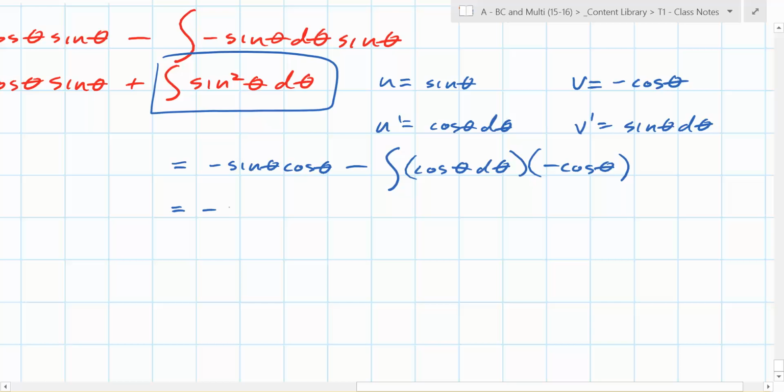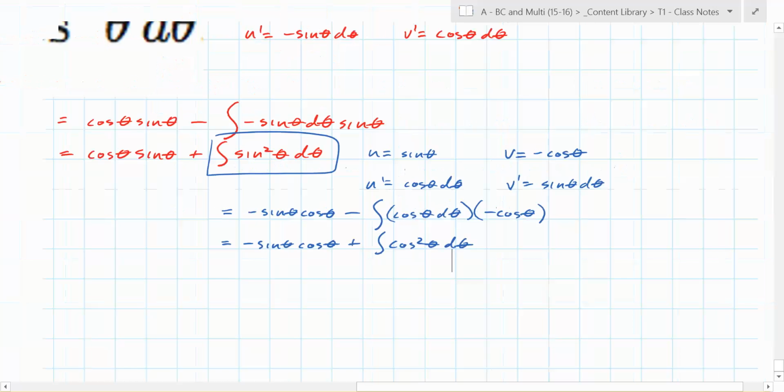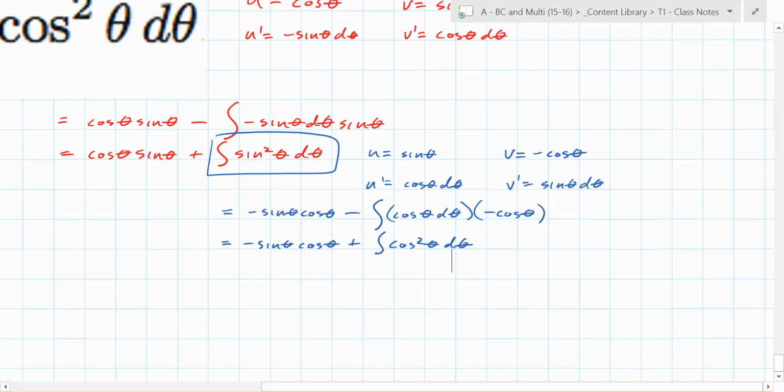So where are we now? Plus what? Cosine squared theta d theta. So now we're seemingly literally back to where we started, but let's write out everything. What were we trying to integrate in the first place? The integral of cosine squared theta d theta, right?